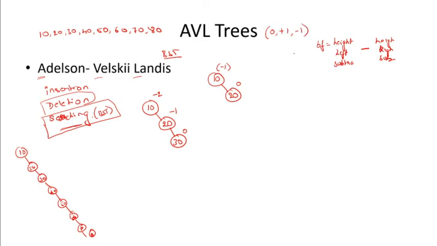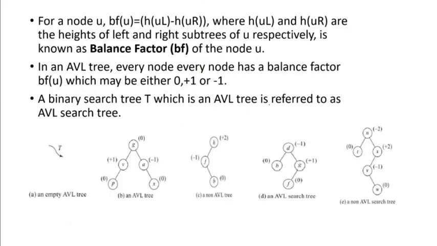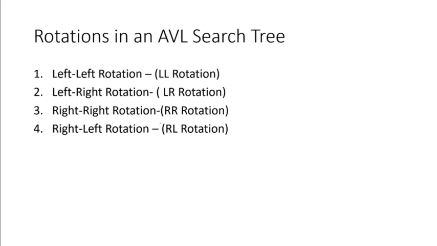Now in AVL trees, you can only have balance factors of 0, plus 1 and minus 1. If a node has a balance factor anything other than these 3, then you need to perform rotations. So there are 4 kinds of rotations here. I'll just deal with the rotations first. There are 4 kinds of rotations in an AVL tree: left rotation, left right rotation, right rotation and right left rotation.